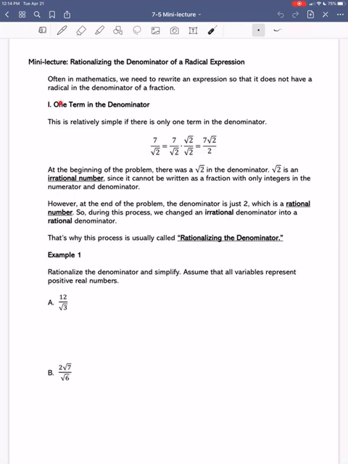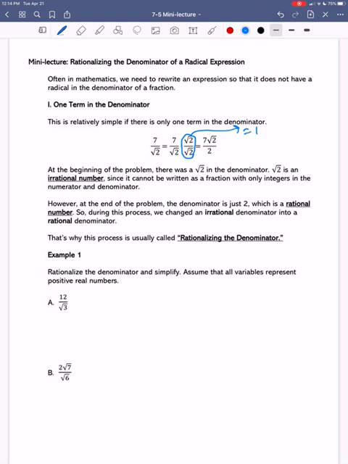If there's just one term in the denominator, that's not too bad, and this example shows how that works. If I have 7 over the square root of 2, the problem is I've got this radical in the denominator. But that's pretty easily accomplished if I just multiply the bottom by the square root of 2, because the square root of 2 times the square root of 2 is just 2. But whatever I do to the bottom, I have to do to the top. And square root of 2 over square root of 2, of course, is just equal to 1.